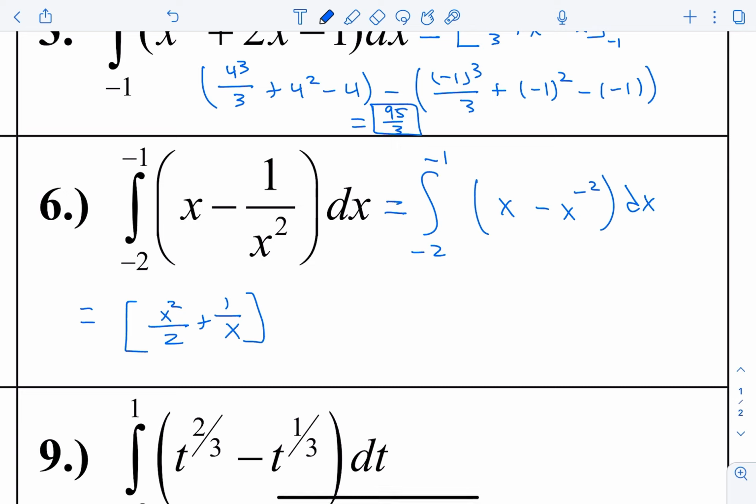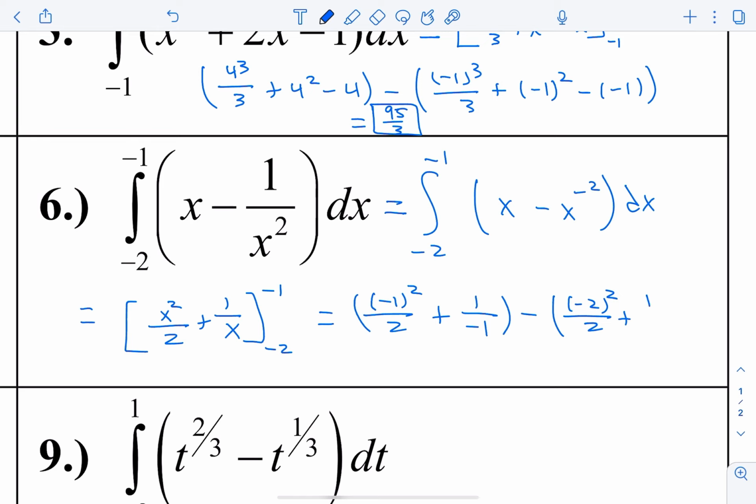And this is from -2 to -1. So now we can just substitute. So we have -1 squared over 2 plus 1 over -1. And then from this, we subtract -2 squared over 2 plus 1 over -2. And we're ready to get our final answer of -2.